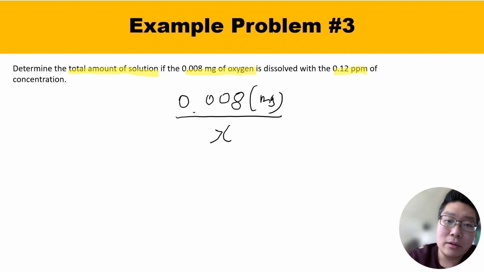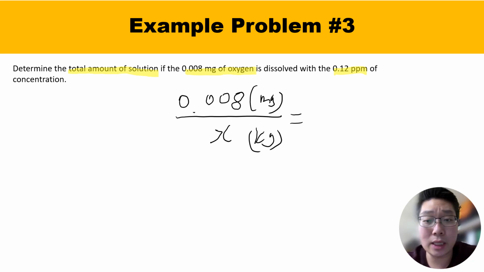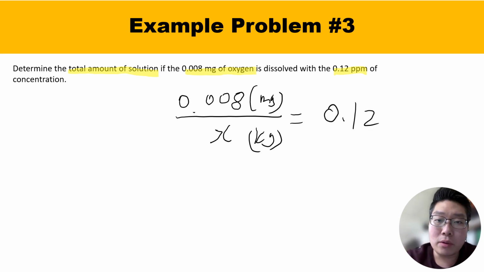Total amount, we don't know. X, if you will, and that should be in kilograms. So we can find it in kilograms and then convert it accordingly. It didn't really say what unit you need to use, so we can go afterward. That is equal to 0.12 parts per million as a unit.